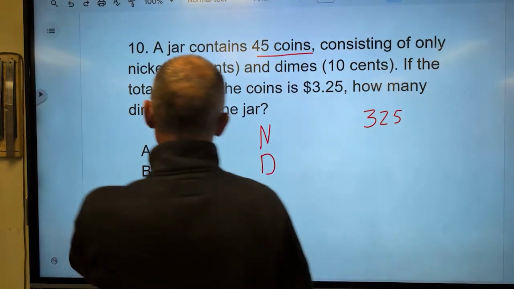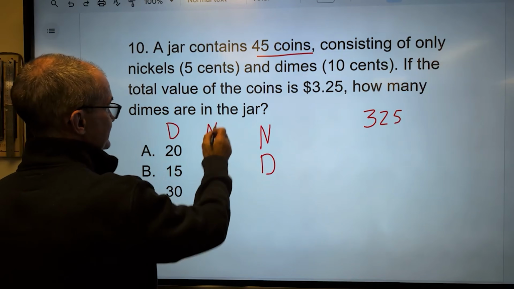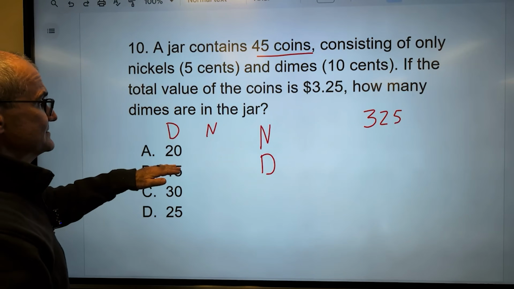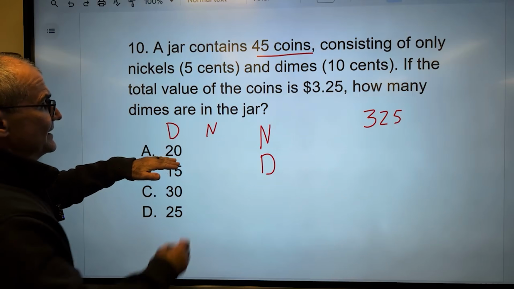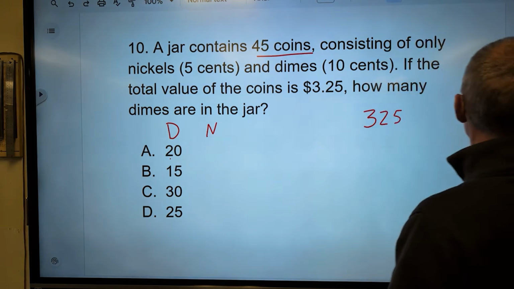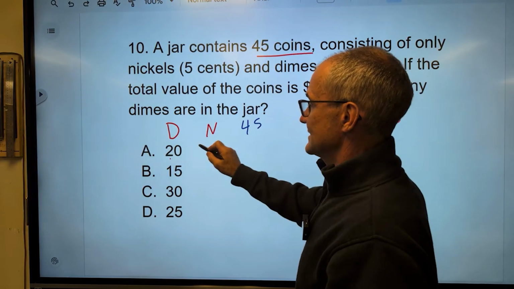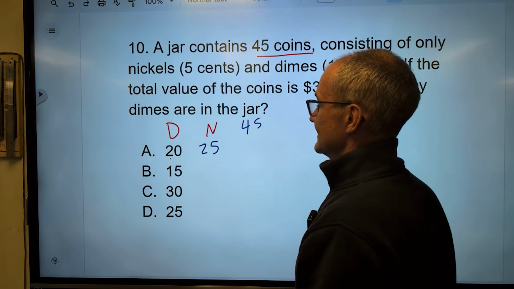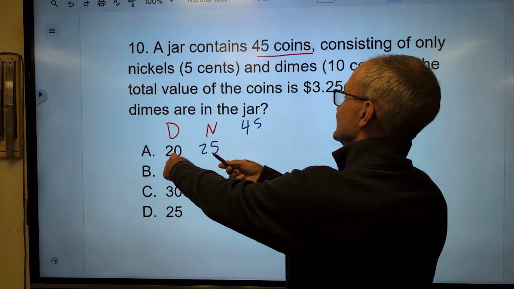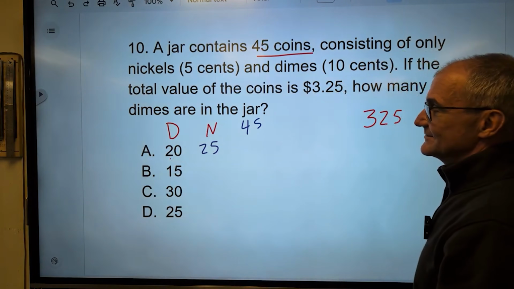So this is the way I'm going to do it again. This is dimes. Therefore, this has to be nickels. And then I know together they have to add up to 45. So if I had 20 dimes, that would mean, here, let me erase this right here. Right? So this is dimes and nickels. It would have to add up to 45. So that means I would have to have 25 nickels. Dimes would be 200 plus 125. I don't know if I could do that in my head, but I think that does work out to 325.